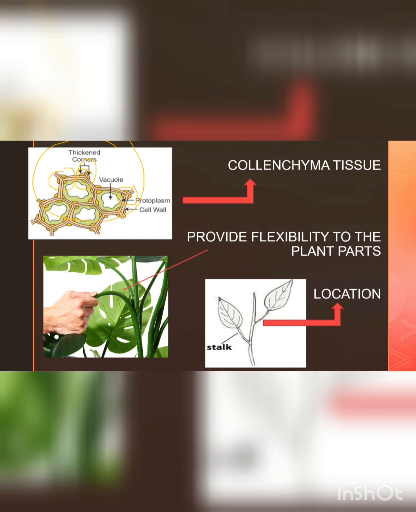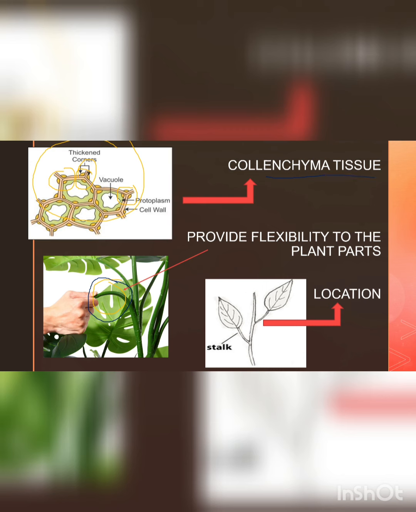So the major function you need to know is that it will provide flexibility to the plant without breaking. You must have seen that sometimes you pluck leaves and flowers from the plant. It doesn't mean the whole stem will come out. No, only the flower will come out, and all the rest of the part will just go back to its own position. So why is it possible? How is it possible? It is possible with the presence of this collenchyma tissue.